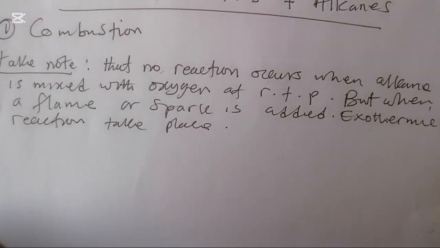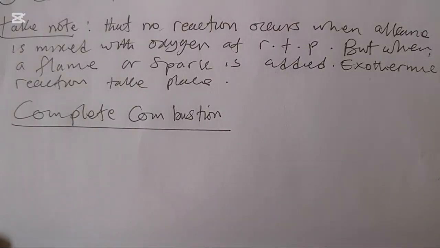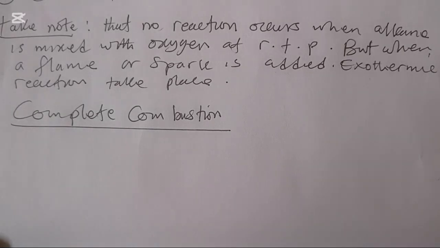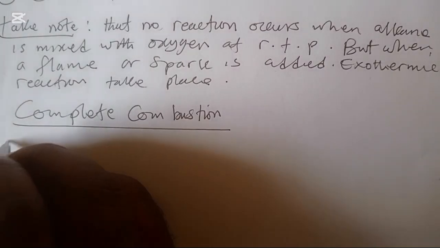So now we have two types of combustion. There is complete combustion, and there is incomplete combustion. We start with complete combustion. When we talk about complete combustion of alkanes, alkanes are burnt in unlimited oxygen, which is air, to form carbon dioxide and water and heat. So that is what we call complete combustion. In complete combustion, we have an unlimited supply of oxygen. So alkane.